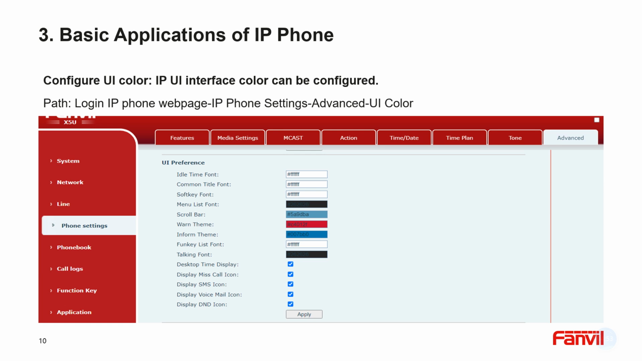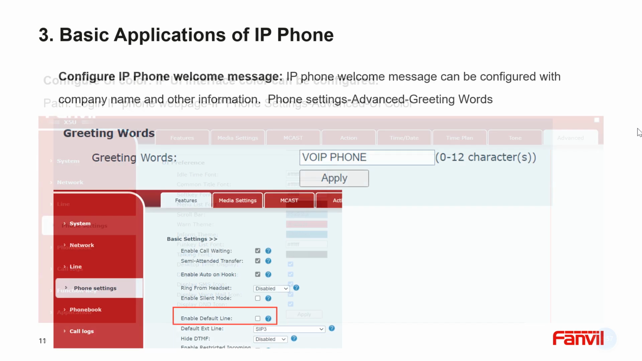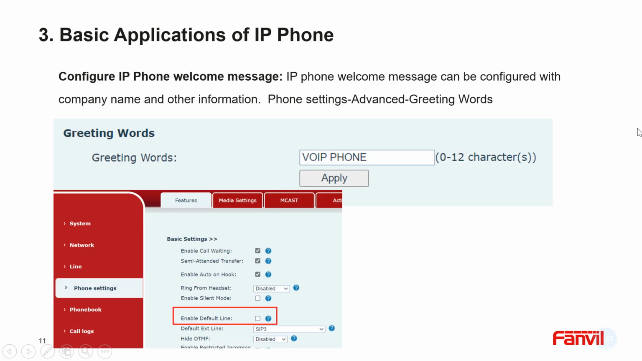Configure IP phone welcome message. The IP phone welcome message can be configured with company name and other important information you need. But we should know after setting, we need to display the default line here. And then the contents of the welcome message will be displayed in the upper left corner of the screen.